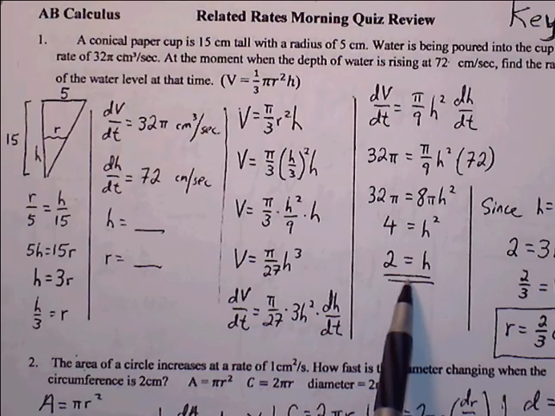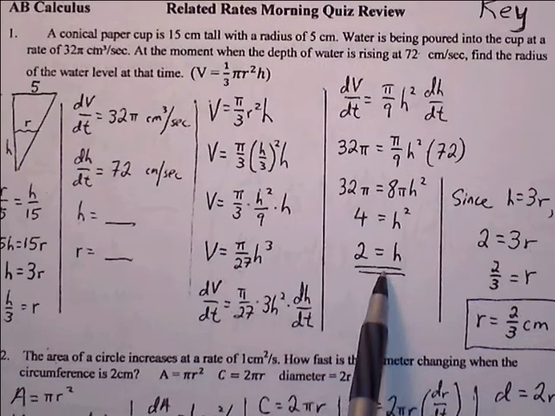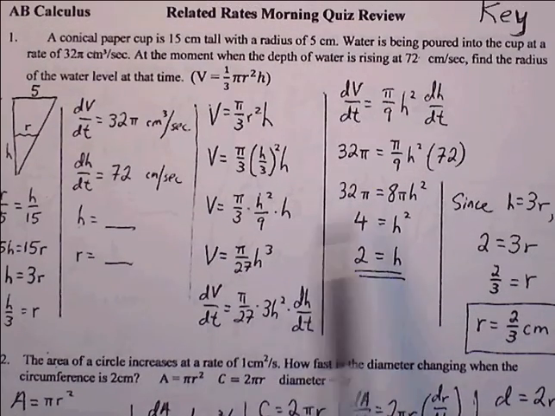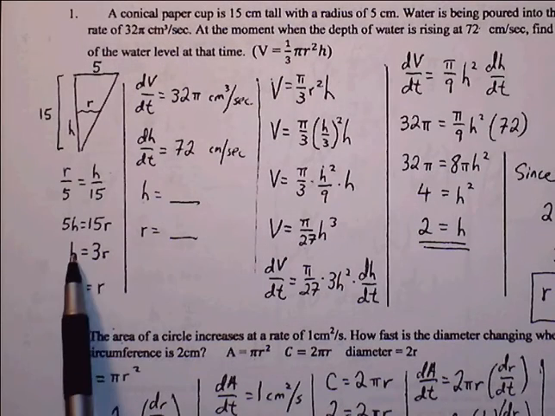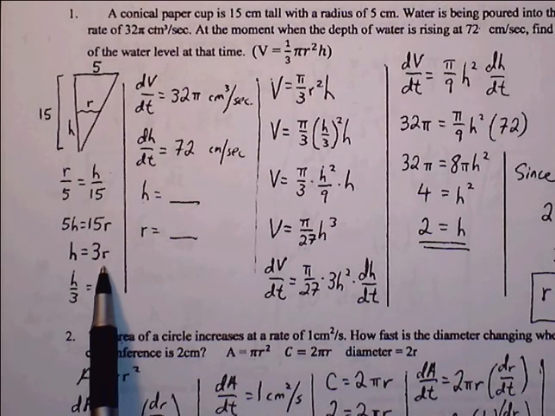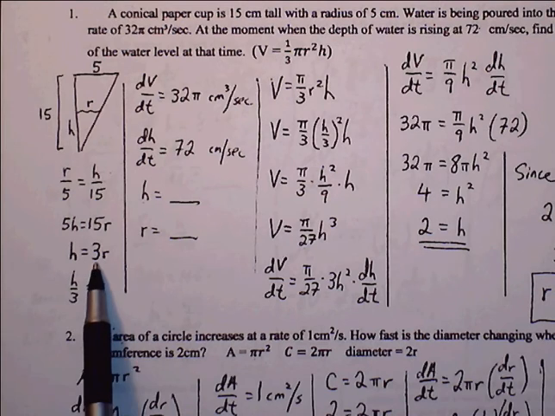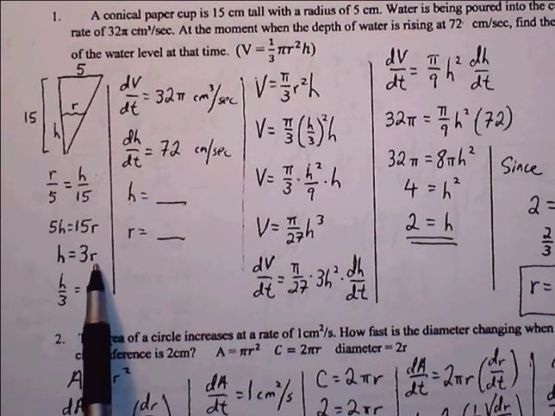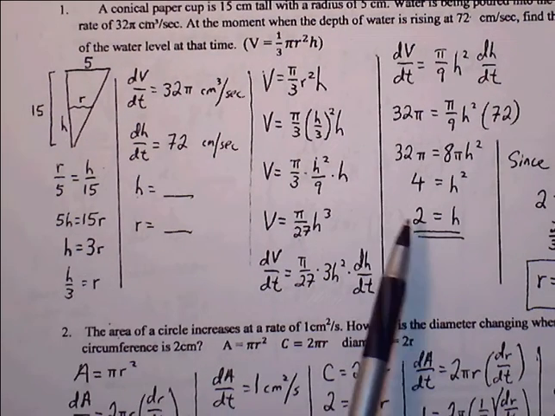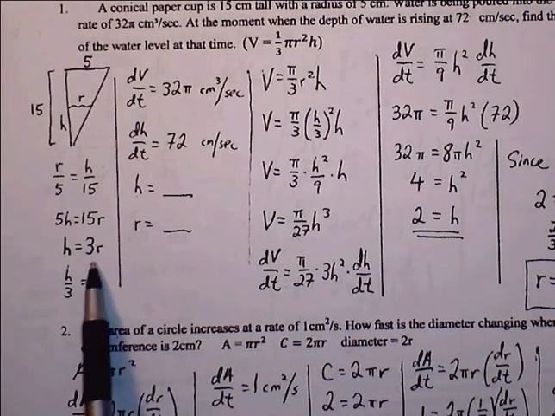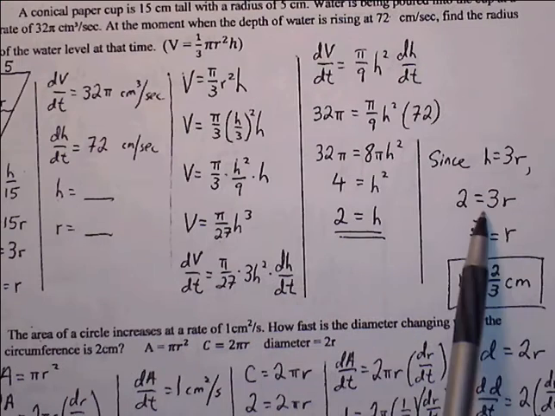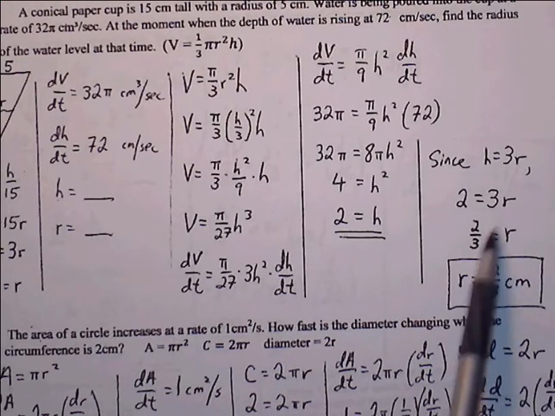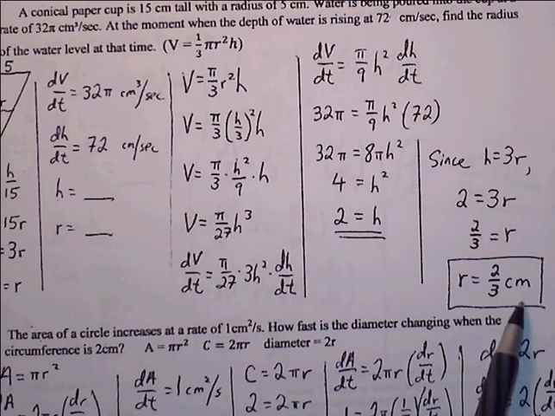So h is not quite what we're looking for, but we can use this to help us find radius, because we have a relationship here between h and r. So we know that at any moment in time, height is going to be 3 times the length of the radius. So we know h is 2. So if h is 2, we can simply solve for r and divide both sides by 2. r is equal to 2/3 centimeters.